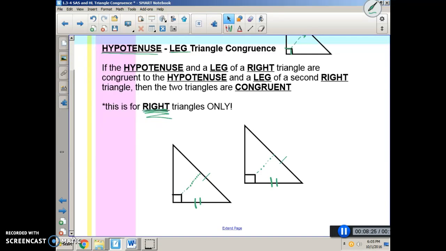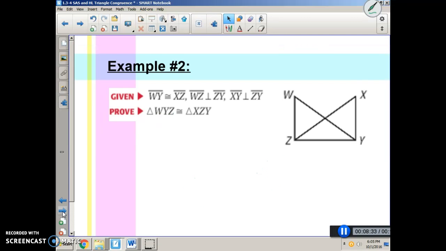What's nice about that is that you don't need another angle. You really just are looking at two sides, so it's less to look for. Alright, so take a look at this. Let's see if HL works for this one. It does not work for every right triangle, so don't start using it like crazy. Just look for where it works.